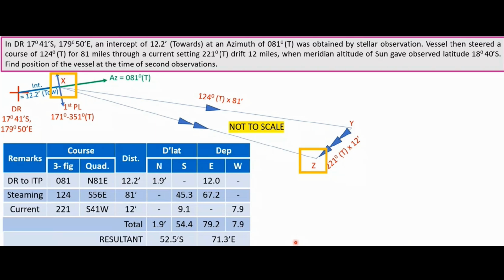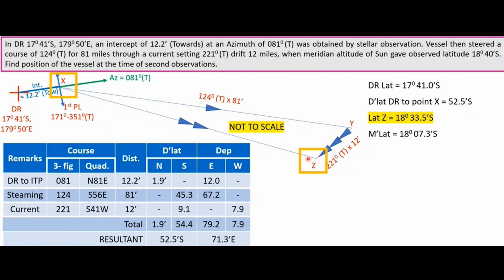And departure from DR to Z is 71.3 minutes east. We know then what to do. DR lat is known to us, 17 degrees 41 minutes south. D lat we have just obtained to point X, and we apply, we get the latitude of point Z. So we have got the latitude of point Z.